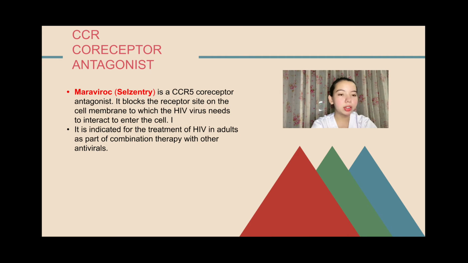CCR5 co-receptor antagonist. This is maraviroc. It is a CCR5 co-receptor antagonist. What it does is block a receptor site on the cell membrane to which the HIV virus needs to interact to enter the cell. So, that is necessary for the HIV to enter the cell. So, once the receptor is blocked, the HIV cannot enter the cell and can no longer multiply.